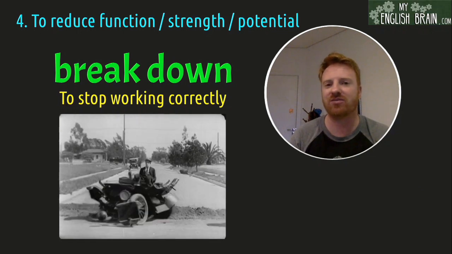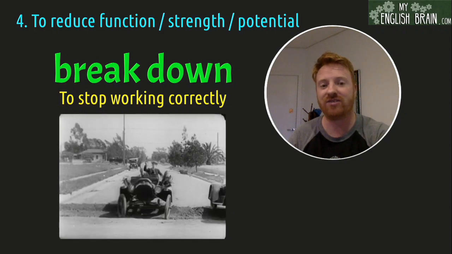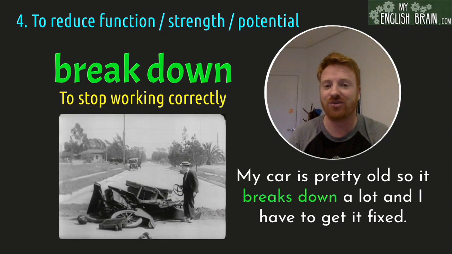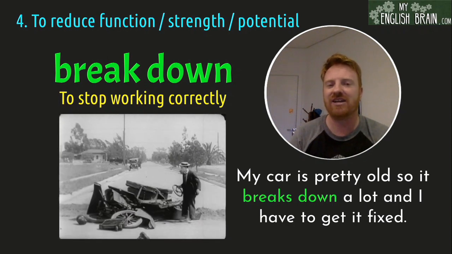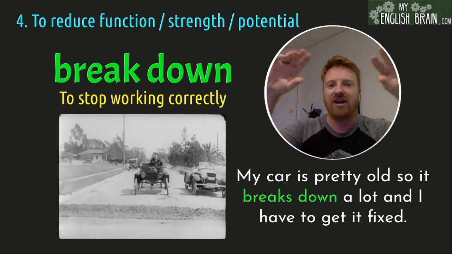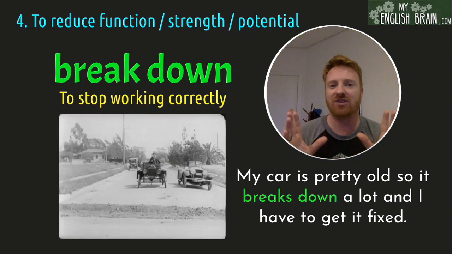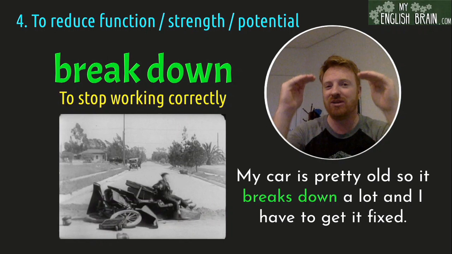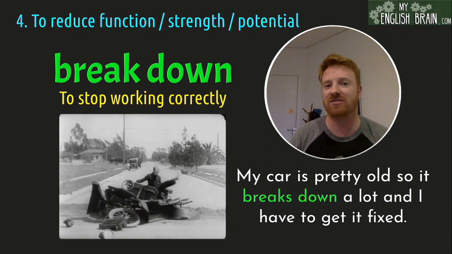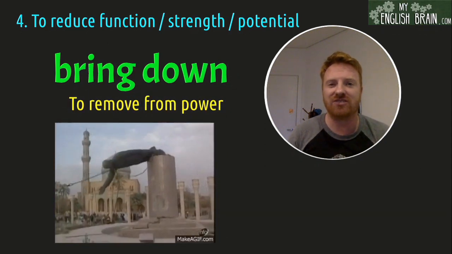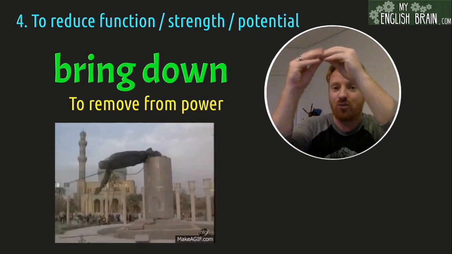We can also see this with the phrasal verb "break down." Break down means to stop working correctly. For example, my car is pretty old, so it breaks down a lot and I have to get it fixed. Again, this is the idea that a car is very complex, and in the individual parts, if one of them breaks, then the entire function of the car is not going to work. It also means reduce the function when we talk about a machine with many moving parts. Now, we can also see this idea of reducing strength or reducing potential when we use "bring down."